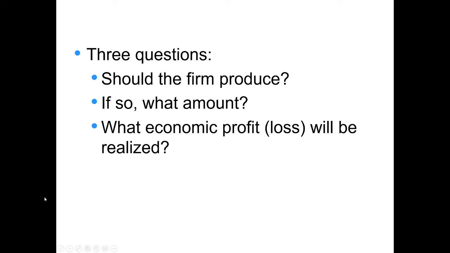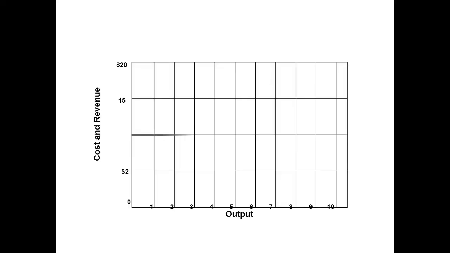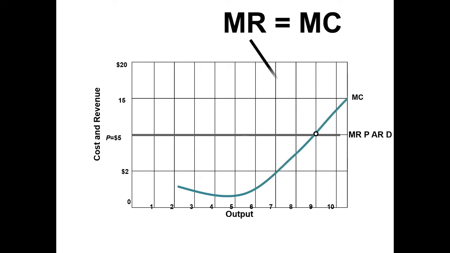So there are 3 questions a firm should be asking themselves. Should they produce? If so, what amount? And what economic profit or loss will be realized? Well, let's look at a first example. First thing we'll do is draw our MR curve, MR equals P. Then we're going to draw our marginal cost curve. And we notice here that MR is equal to MC at 9 units. MC equals MR at 9.